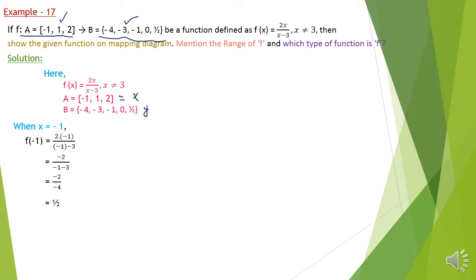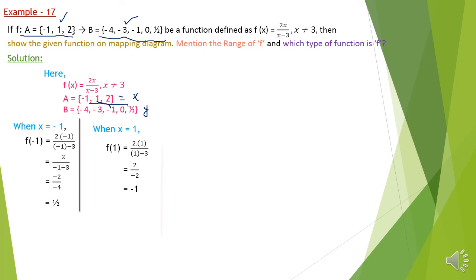And when x is equal to 1, now 1 will replace x. You can see in the bracket also, x is replaced by 1. Now it is minus 1. What we found is this minus 1 will be mapped to 1 by 2, isn't it? And our 1 will be mapped to minus 1.